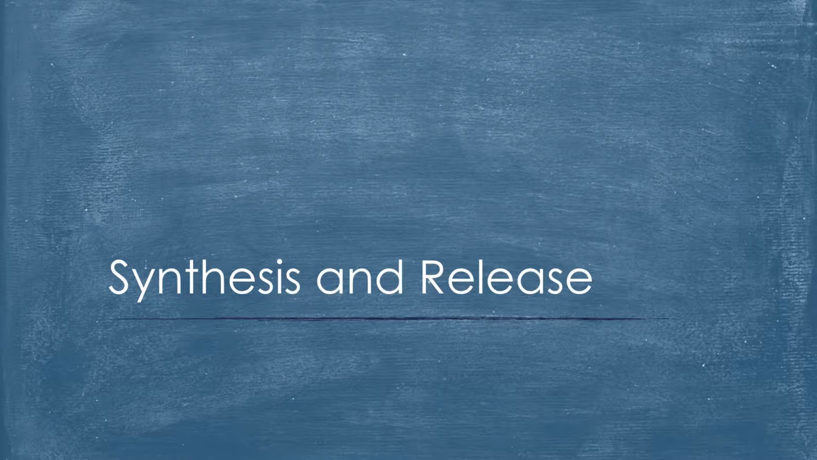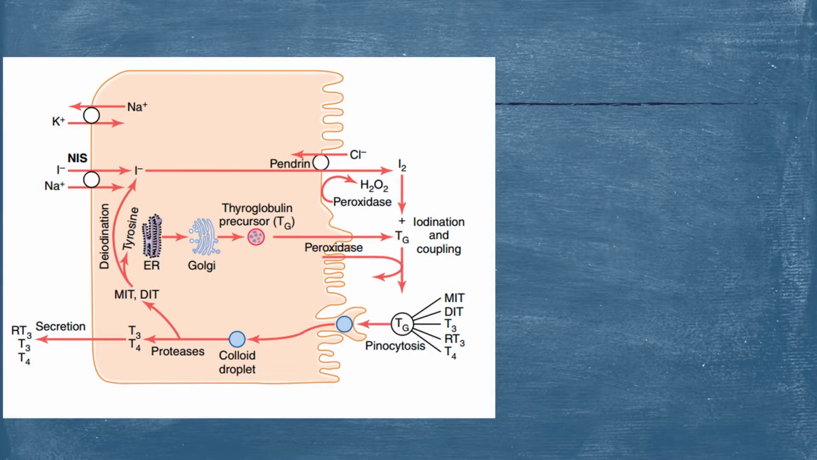Okay, now we'll talk about the synthesis and release. Okay, let's see the steps. This is the follicular cell. This is a follicular cell. This is the basolateral membrane, and this is the apical membrane.